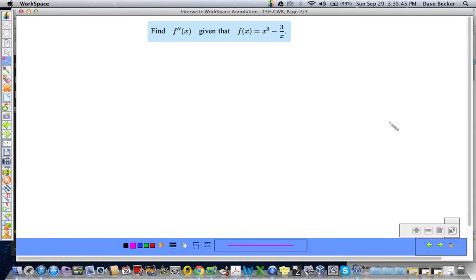Okay. Find f double prime of x, given that f of x is equal to x cubed minus 3 over x. Well, I don't know about you, but I'm not going to use the quotient rule unless I absolutely have to. So I'm going to rewrite my function so I don't have to, as x cubed minus 3x to the negative 1. So the first derivative of x, hopefully this is very simple to you, would be 3x squared plus 3x to the negative 2. So that's the first derivative.